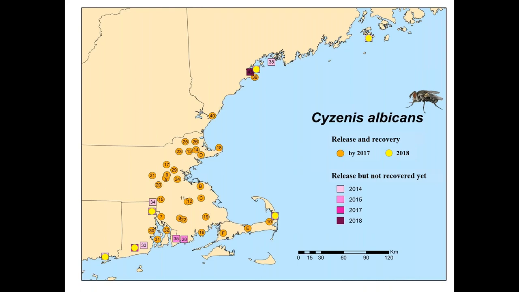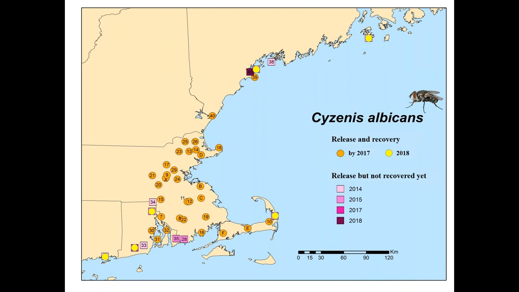So we just started our work here in southeast Massachusetts and in eastern Massachusetts, and slowly expanded up along the coast of Maine and down into Connecticut and Rhode Island. So the orange circles show where we have successfully recovered and established a fly, but it sometimes takes several years for it to show up, even though we released it.